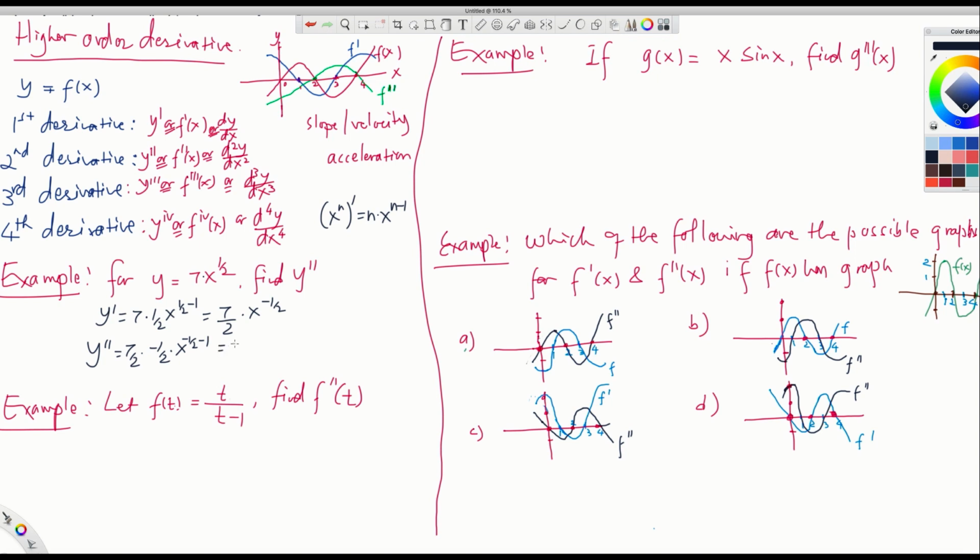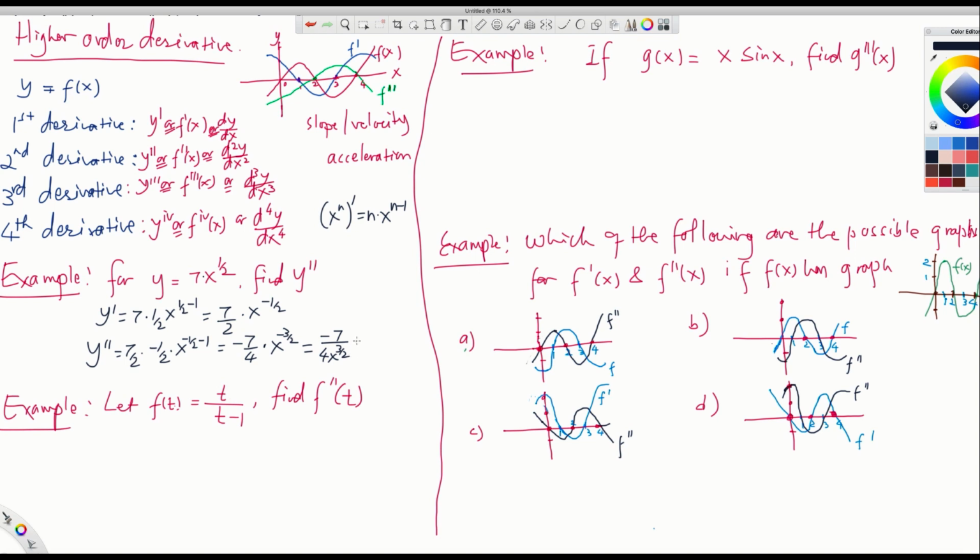That will give you negative 7 over 4. Why? Because 7/2 times negative 1/2 will be 7 times negative 1 is negative 7, 2 times 2 is 4, times x to the negative 3 halves. Now I don't want to keep the negative exponent, so what I want to do is negative 7 over 4x to the positive 3 halves.